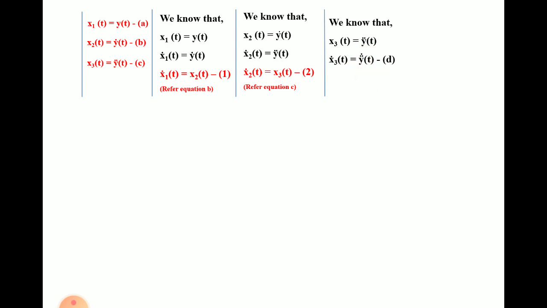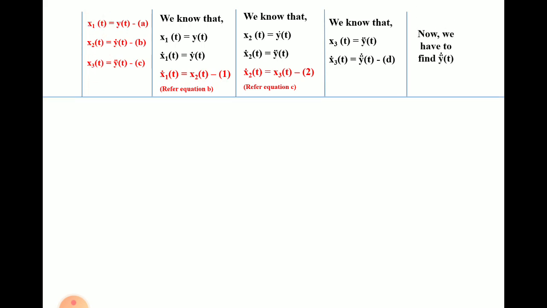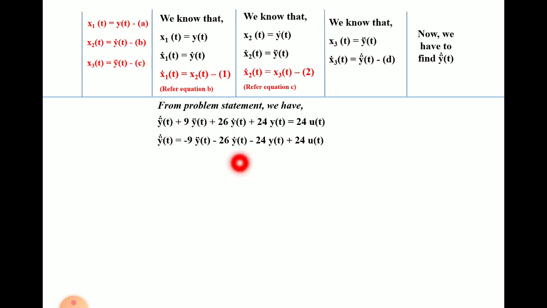Now we have to find y triple dot of t in terms of the state variables and input. For that we will again consider the differential equation which we obtained from the transfer function. We want an expression for y triple dot of t, so take all the other terms to the other side, and you will arrive at an expression like this. Now represent this expression in terms of state variables and input. Here you see we have y triple dot of t, but what is y triple dot of t? It is x3 dot of t. What is y double dot of t? It is x3 of t. What is y dot of t?